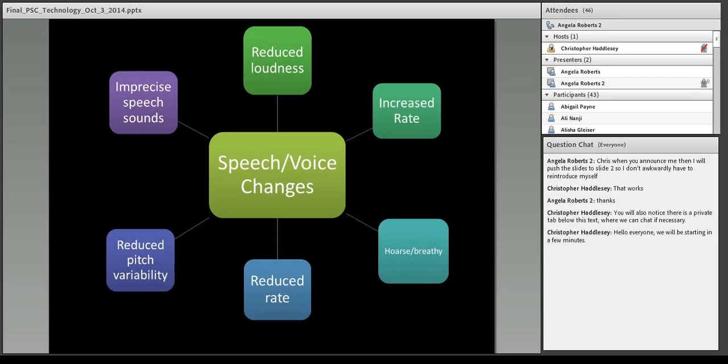And these changes can be reduced loudness, changes in rate, either speeding up so much so that you trip over your sounds, or slowing down. Also changes to voice quality, so increased hoarseness and breathiness, and challenges making speech sounds as clear as you want to, such that people may often ask you to speak up, make yourself louder, or to repeat yourself.